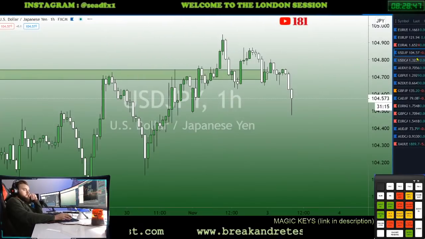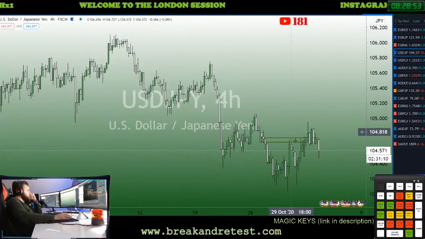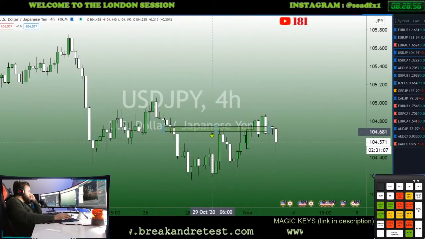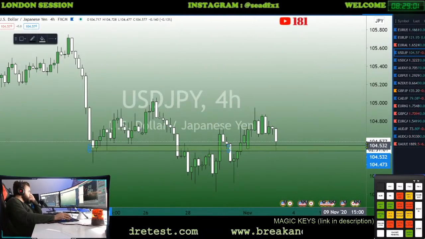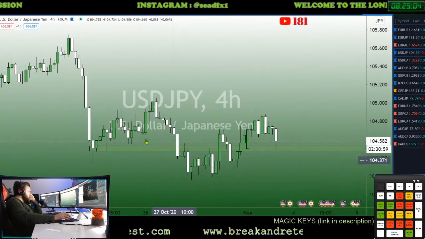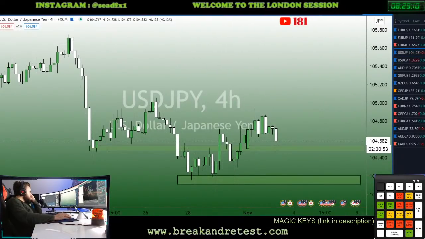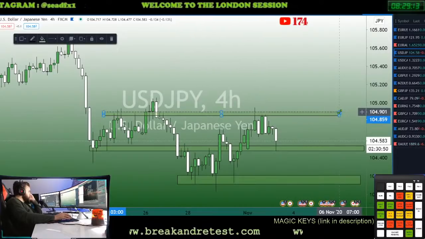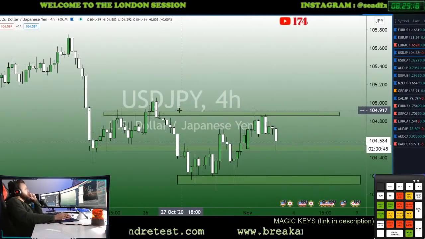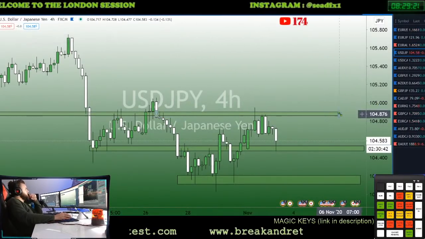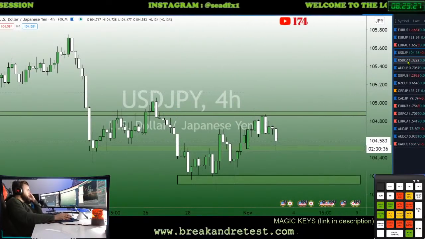USD JPY. What's USD JPY doing? I don't really like USD JPY lately. It hasn't been giving anything good. I can see there's a 4-hour zone here, and there's another zone here, and we have another zone right here. That's all. Everything in the middle, I don't like it. So these are the key levels for me on USD/JPY. Other than this, I don't see much happening. UJ is too slow.